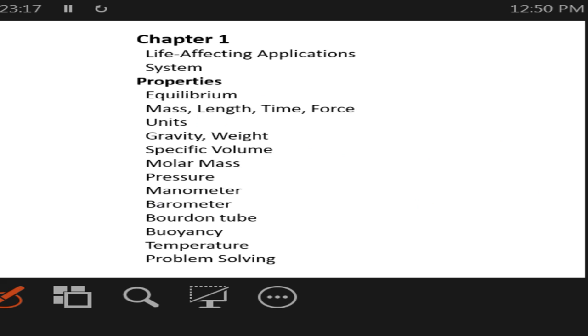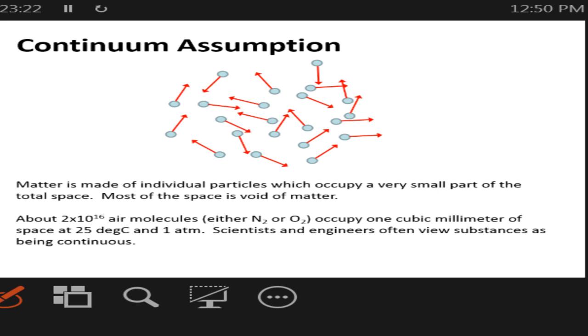So we're done with systems. Let's talk about properties. First of all, the continuum assumption. We know that matter is made up mostly of void, emptiness, and then you have little molecules floating around. That's the continuum assumption. Very small particles consume a very small part of the space, and yet there are so many of them, and they're interacting, that we just consider it as a smooth continuum approximation.